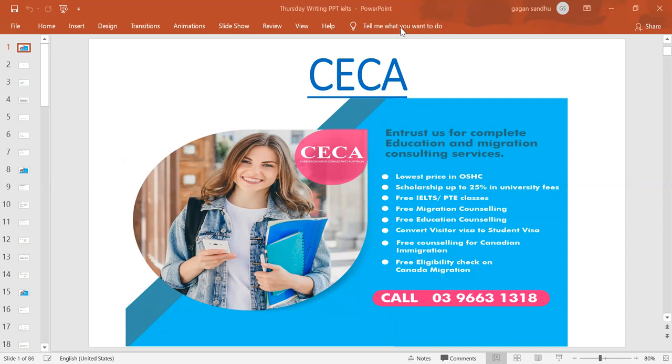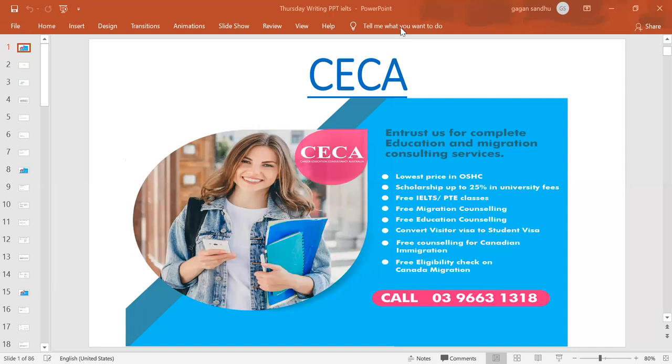And the counseling sessions are free for migration and education. Especially if you are after Canada immigration, then we're providing the eligibility check for free as well, and the counseling is also free for Canada migration. If anybody is after that particular advice, then you can avail that benefit as well. The conversion of visitor to student service is also provided with a great number of successful cases, and also scholarships with different universities available here in Australia. If you're looking at some other countries to study, like the USA or Canada, those are also available with us, and you can check those particular things with us.